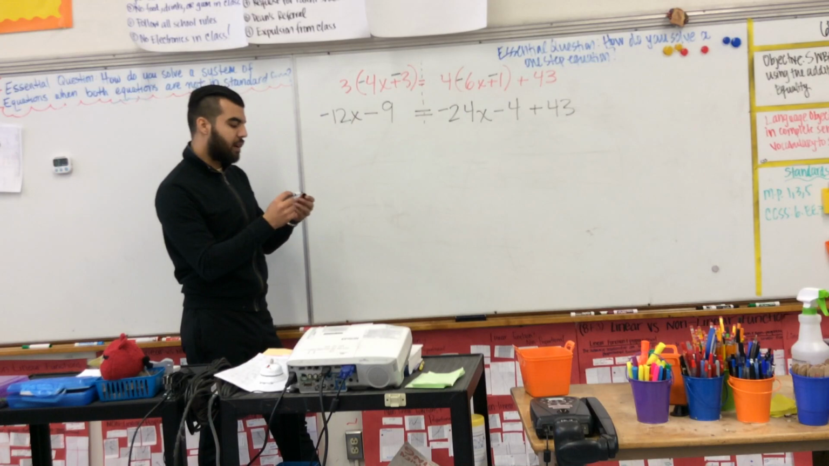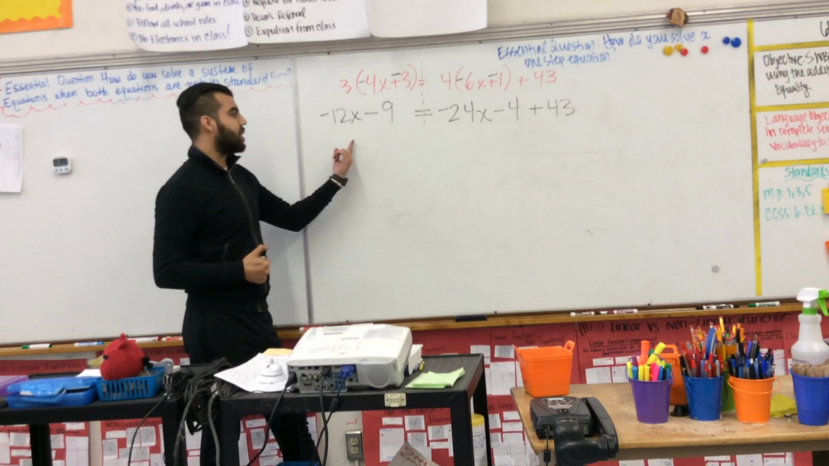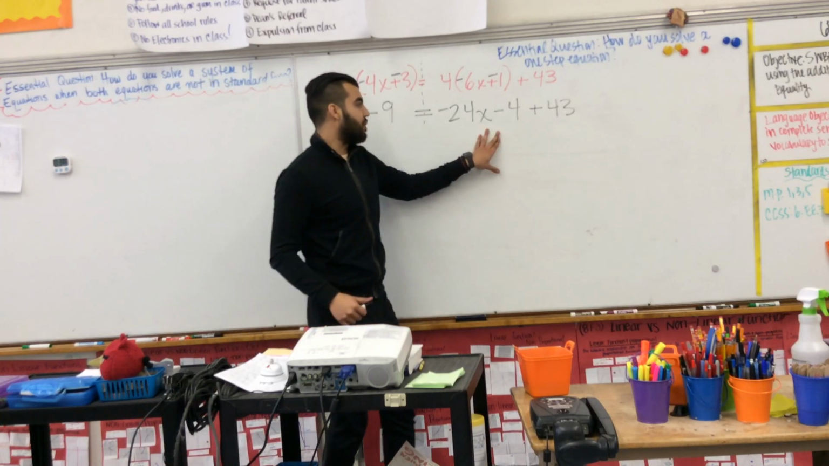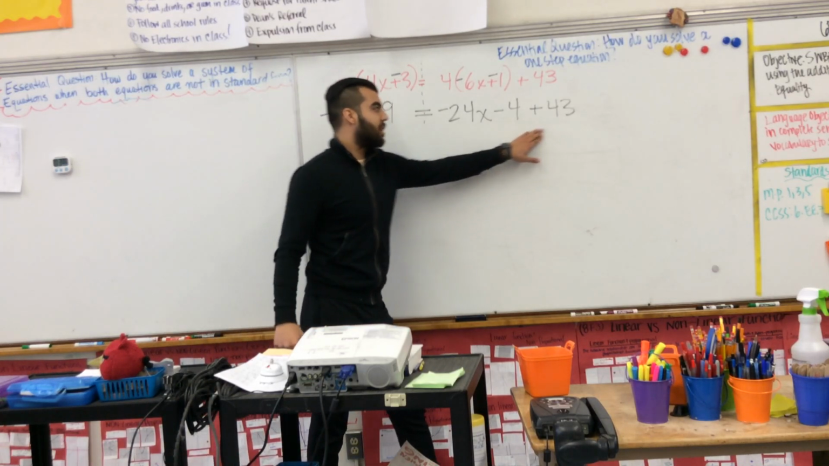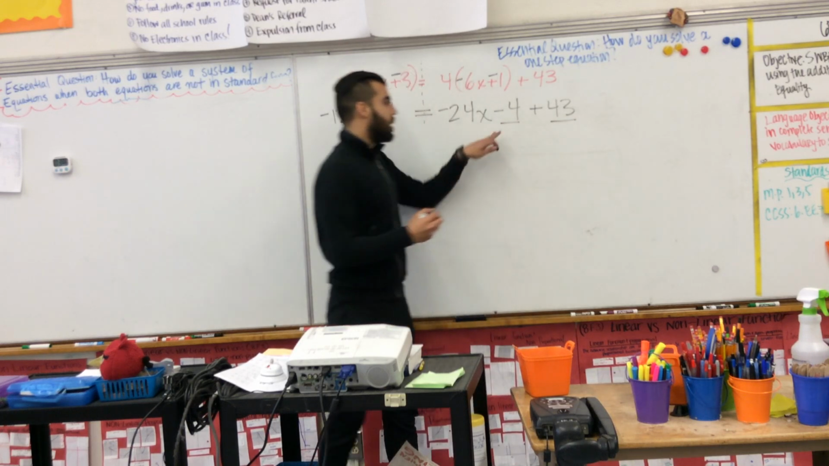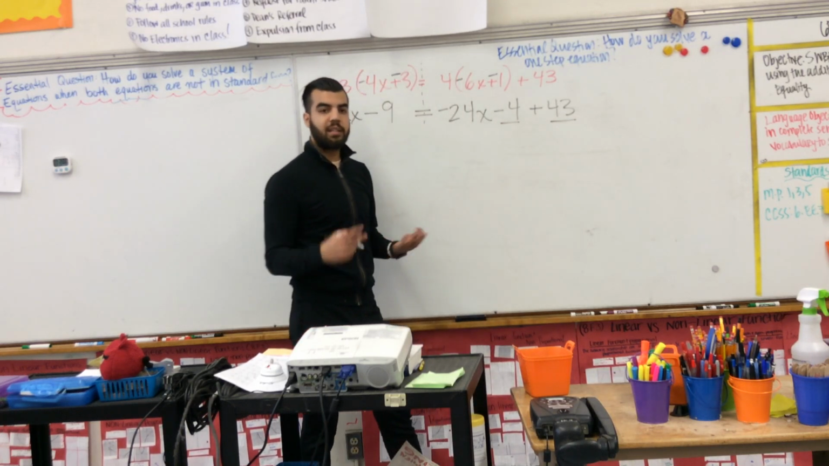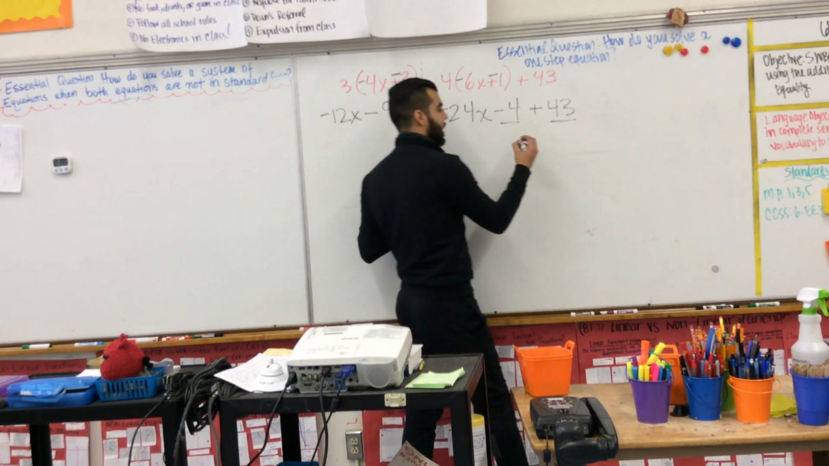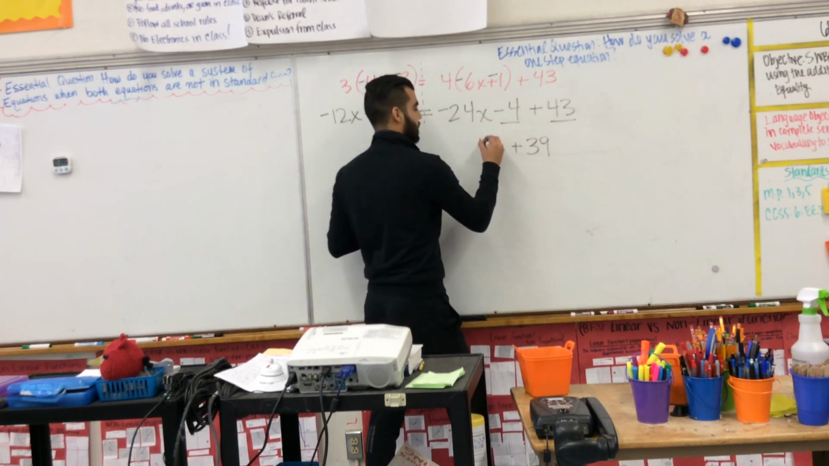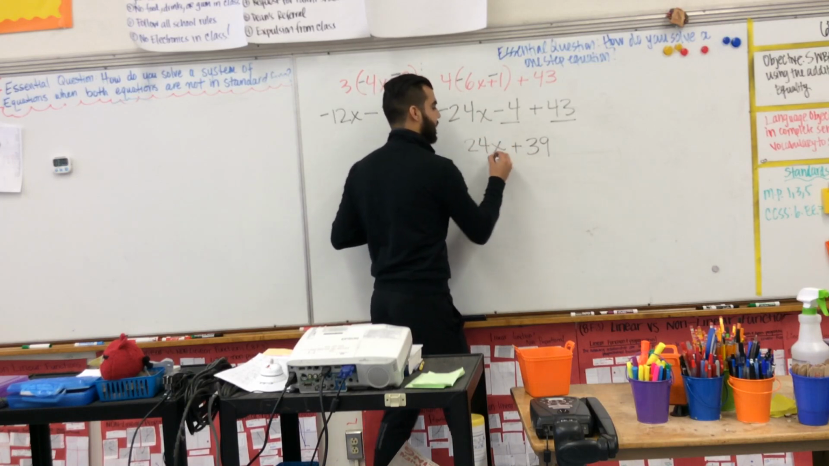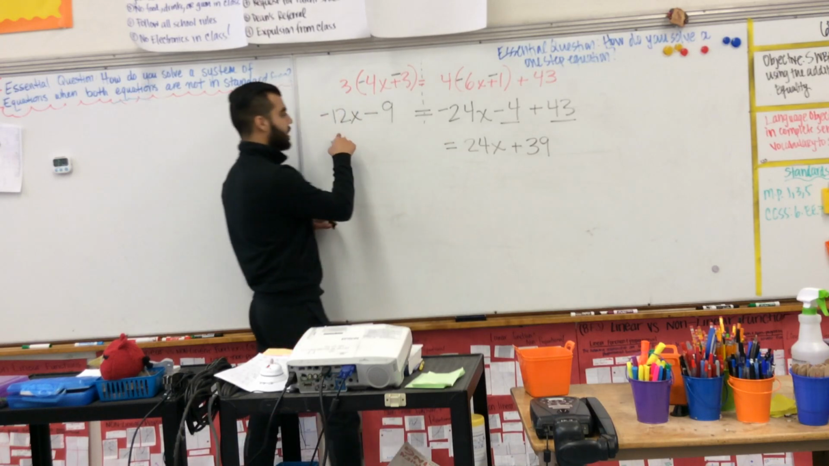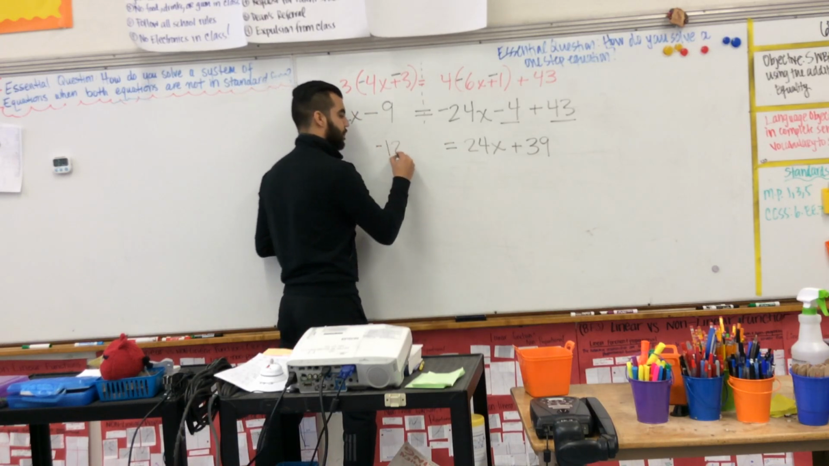So that's what we have so far. Now look at the left-hand side of the equation. I can't combine anything, so I leave this alone. Let's move over here. What can I combine here? Yes, these two constants right here, I can combine them. Negative 4 plus 43. Different signs, subtract, so you should get positive 39. So we have 24x plus 39 equals negative 12x minus 9.